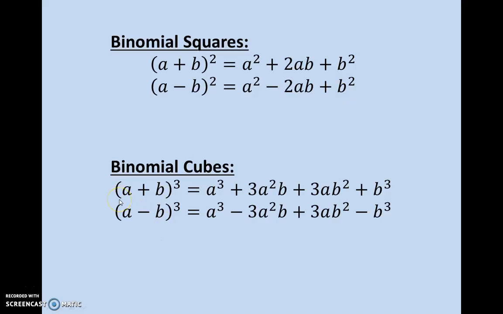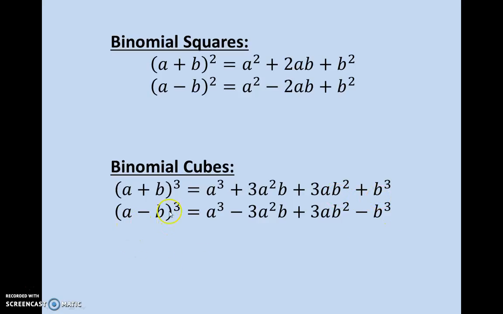Binomial cubes look a little bit different. There's obviously going to be a little bit more going on because we are taking the binomial and cubing it. So in this case, we would take a plus b and multiply it out 3 times with itself. So its product would be a cubed, the a term cubed, plus 3 times the a term squared times the b term, plus 3 times the a term times the b term squared, plus the b term cubed.